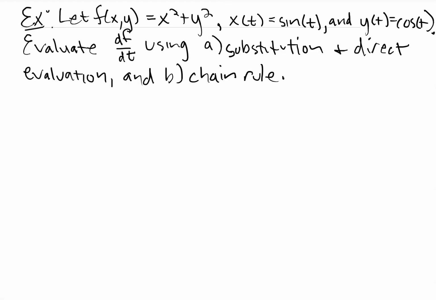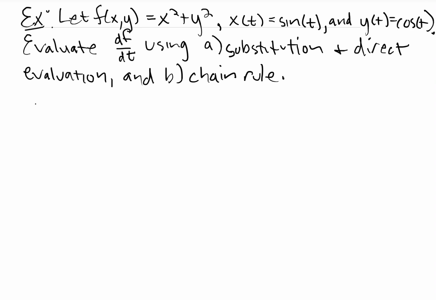Let's go ahead and let f of x, y be x squared plus y squared. I'll give you guys x is the sine function, y is the cosine function. Let's go ahead and find that derivative of the composition, df/dt, using both of the methods that we've looked at before. We'll try the substitution, and we'll also try the chain rule method.